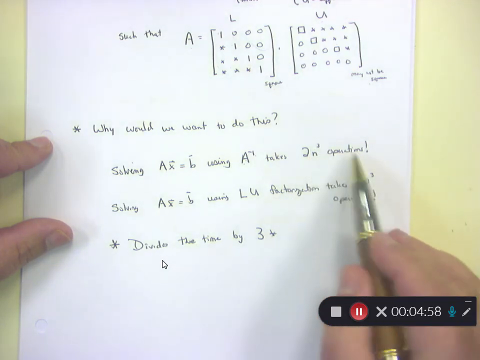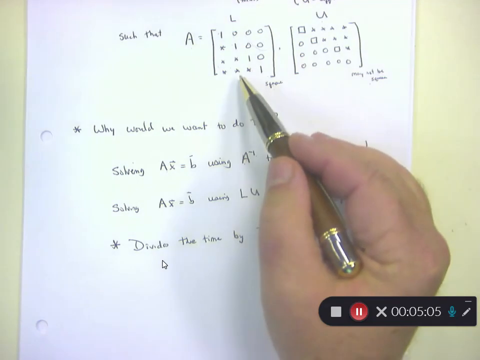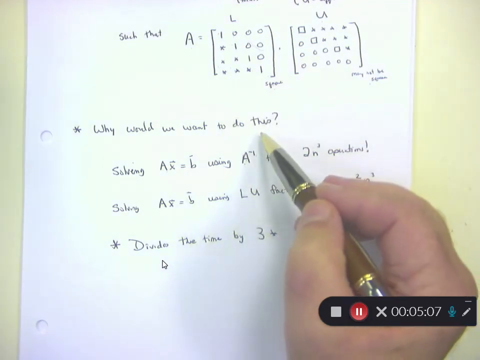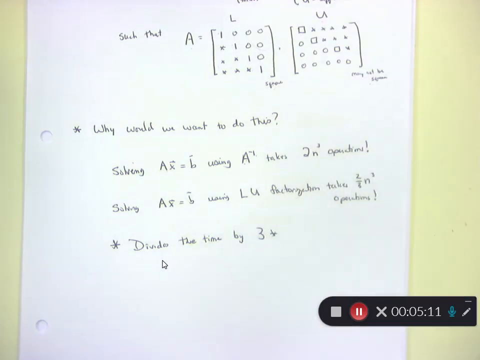I'm sorry, 2 times n cubed operations to do this. You know, you get a pivot here, sweep down, next one get a pivot, sweep down, sweep down, sweep down, and then sweep back up. It takes 2 n cubed operations to do that. Again, remember, n may be large.